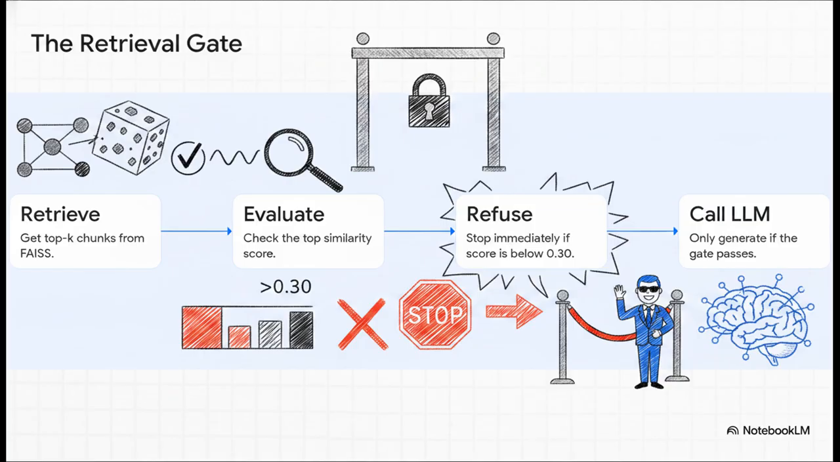Here's how it works. Step 1, you retrieve the top K chunks from FAISS. Step 2, you evaluate that top similarity score. Step 3, if that score is below our 0.30 threshold, well, the context just isn't good enough. The system stops right there and safely refuses the query. Step 4, you only call the LLM if the gate passes. This single, elegant mechanism aggressively cuts down on those forced hallucinations we talked about earlier.